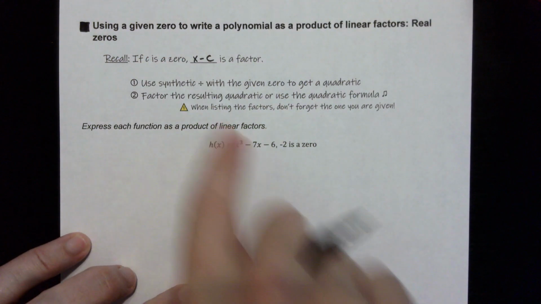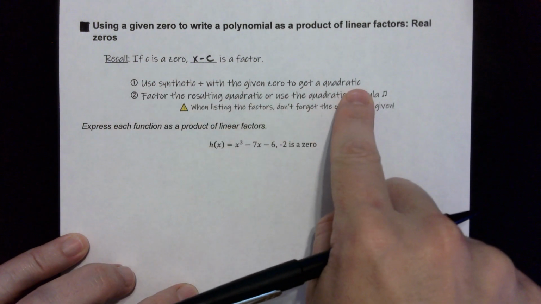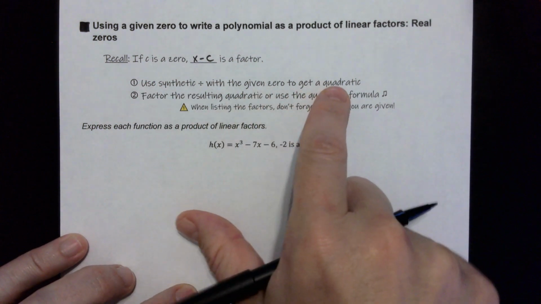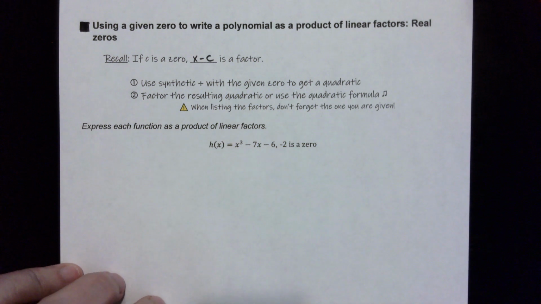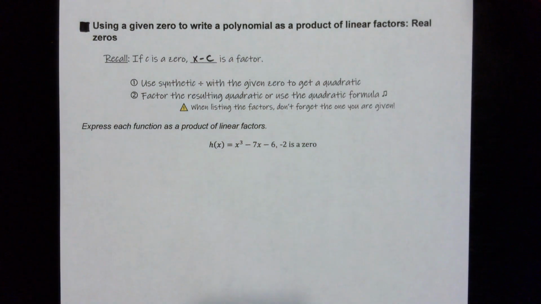So we're going to use synthetic division with the given zero, and then it's going to take this cubic function down to a quadratic function, and we'll either have to factor it or use the quadratic formula. But either way, we're going to have to write it in linear factors.